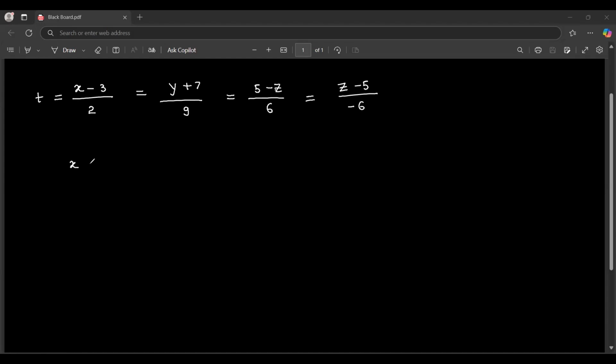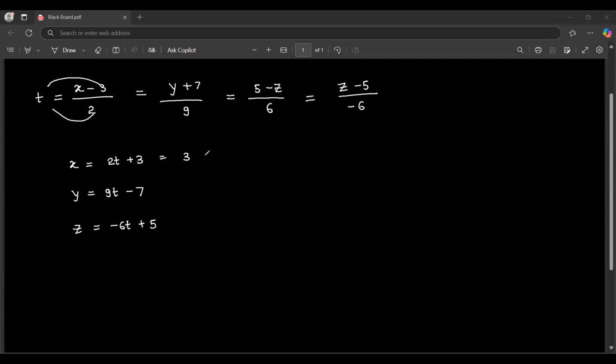So I can say x is equal to 2t plus 3. Similarly, y is equal to 9t minus 7. And z is equal to minus 6t plus 5. Okay, so these are the parametric equations. Once we have the parametric equations, it's just easy work.